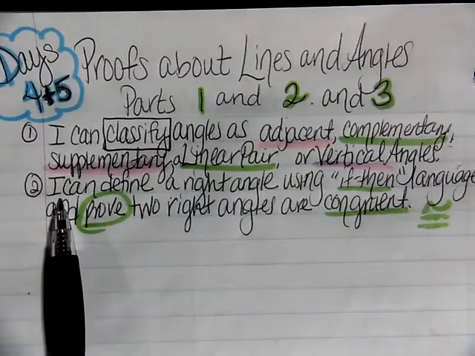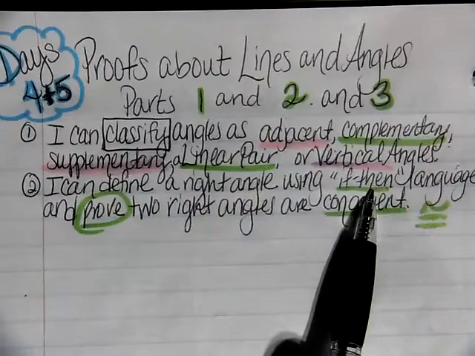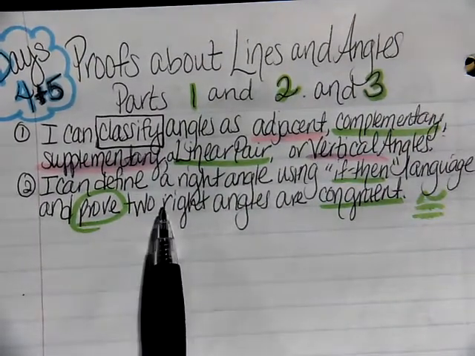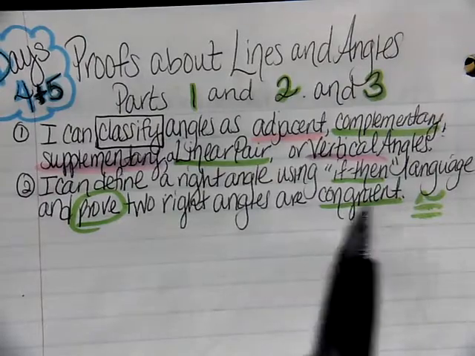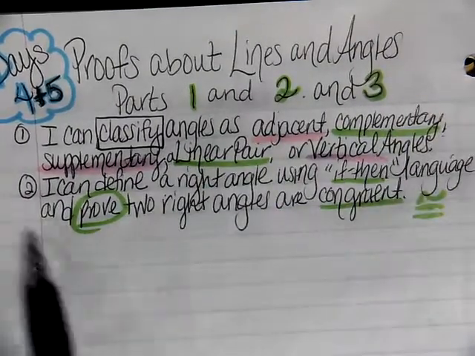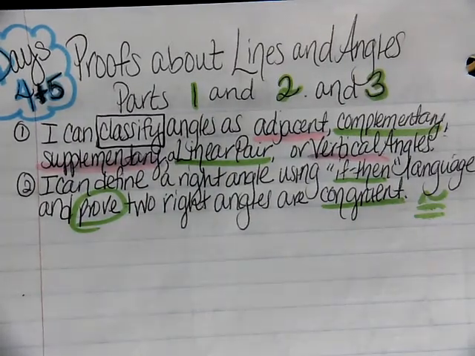The second I can statement is I can define a right angle using an if-then statement or language and prove that two right angles are congruent to each other. So this proof that we'll do at the very end of this lesson is something that we will be working with quite a bit between this unit and the next unit as well.